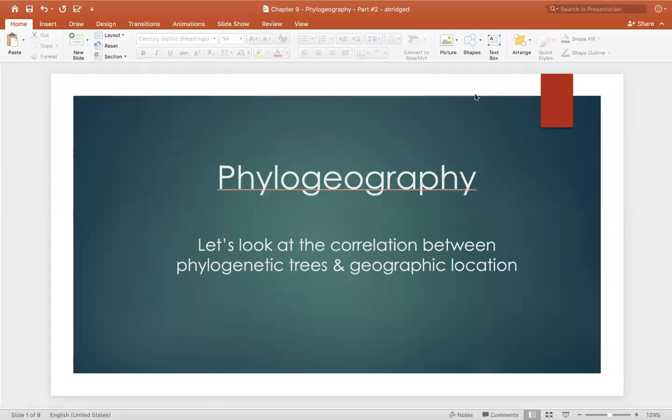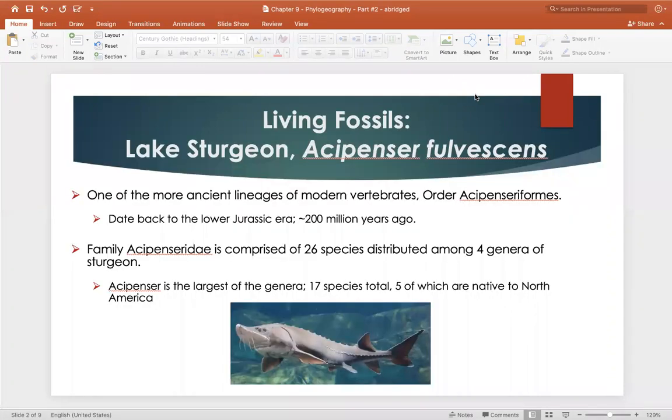In our previous study, we looked at phylogeography with regards to haplotype network analysis. In this video, we are going to be focusing on the correlation between phylogenetic trees and geographic location. More specifically, we are going to use the example of Lake Sturgeon, Acipenser fulvescens.